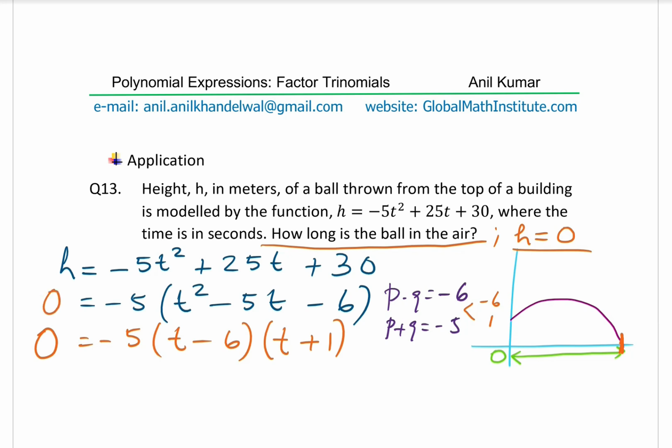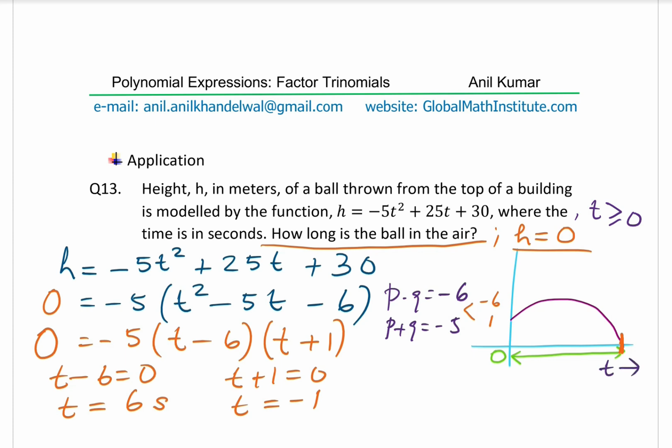Now height can be 0 if t minus 6 is equal to 0 or t plus 1 is equal to 0. So t minus 6 equals 0 gives us time t as 6, which is 6 seconds. t plus 1 equals 0 gives us time t equals minus 1. Well, in any application question like this, you'll have to assume that time t is greater than or equal to 0. It cannot be negative, as you can see here.